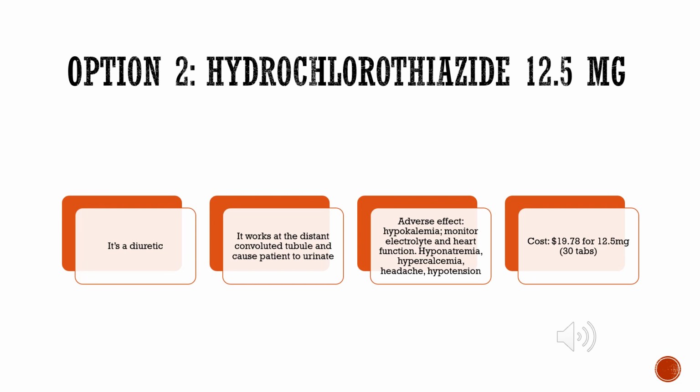The drug costs about $19.78 for the 12.5 milligram dose for 30 tabs. So it's a lot cheaper than the medication that he's taking, which again is over $1,000. So this is one of the medication treatments that we would offer to this patient, and potentially pair this drug with other medication if a single drug is not beneficial for this patient.